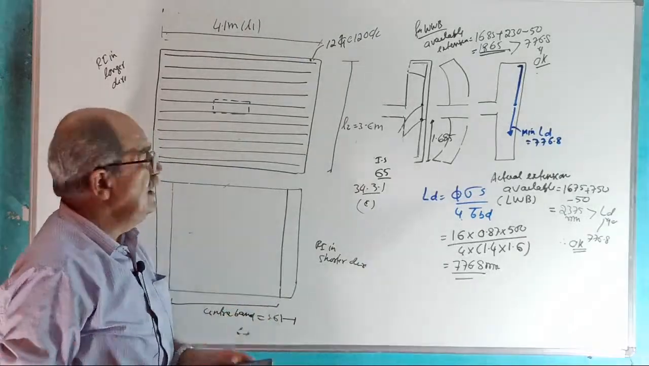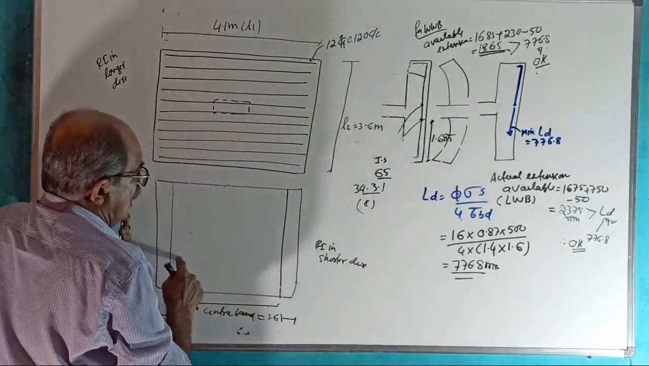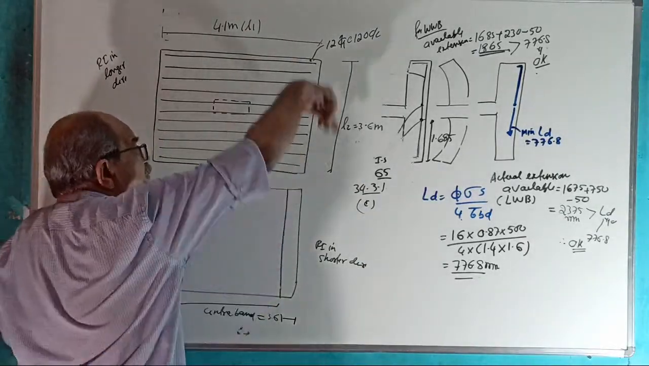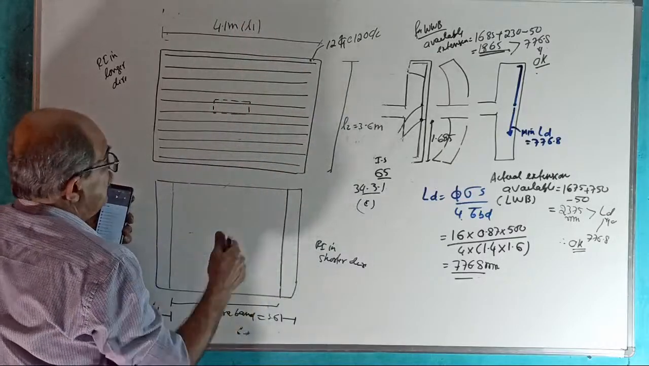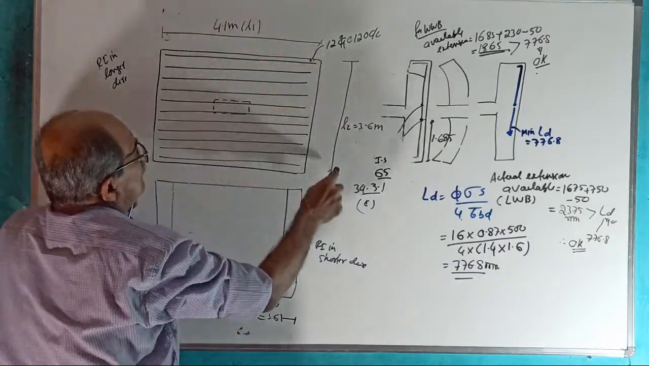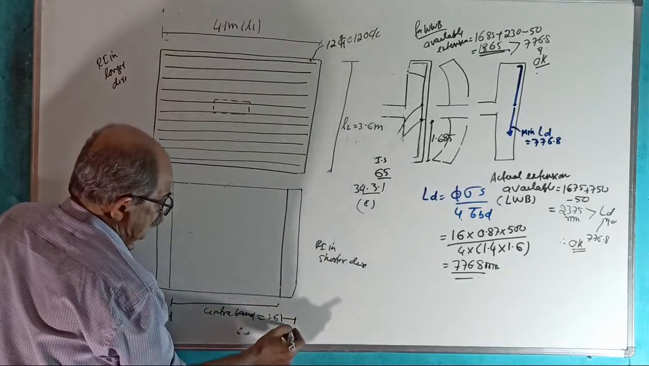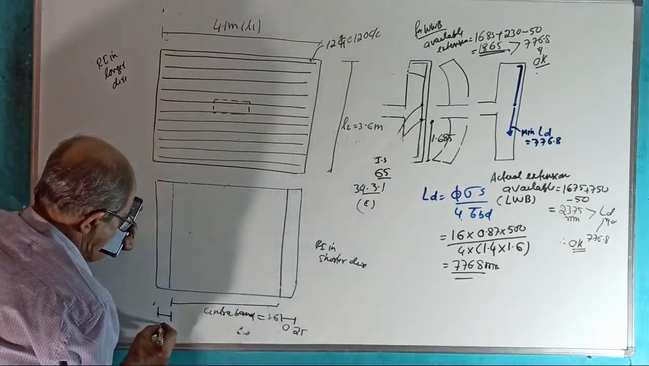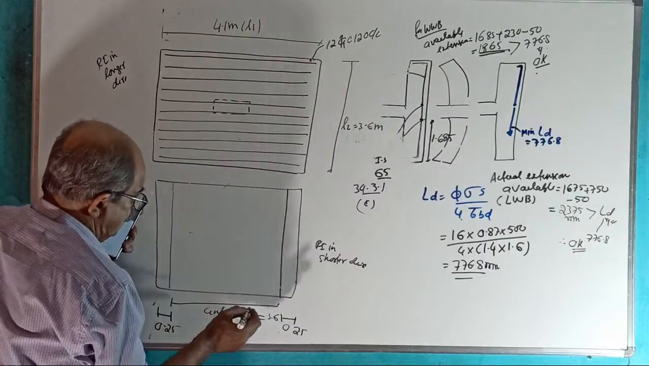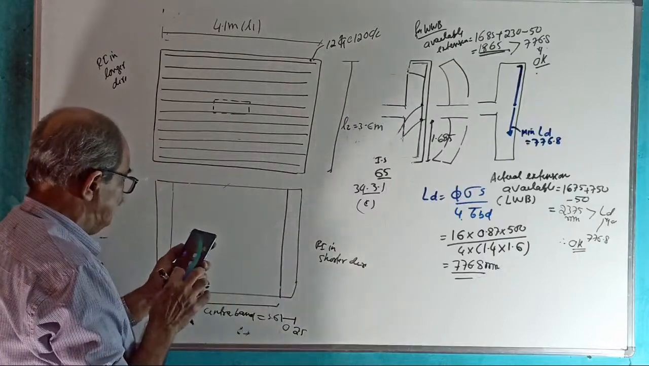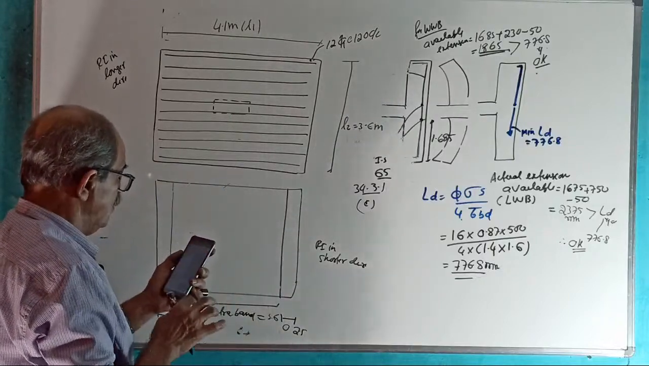See, a central band of width equal to width of the footing. What is the offset? This is 4.1, this is 3.6, these two offset: 0.25 meter. Actually, it is very small. So, what they are telling now is, once again, IS code.